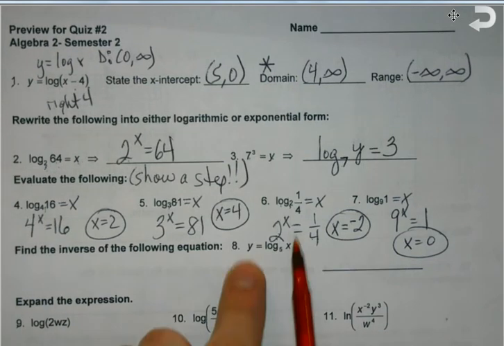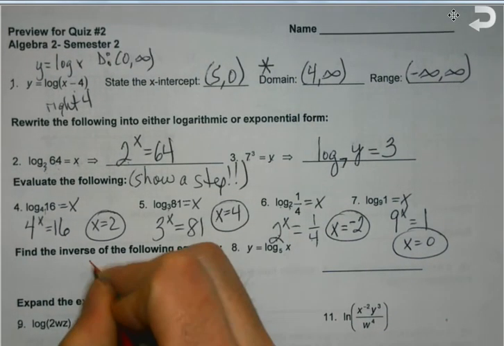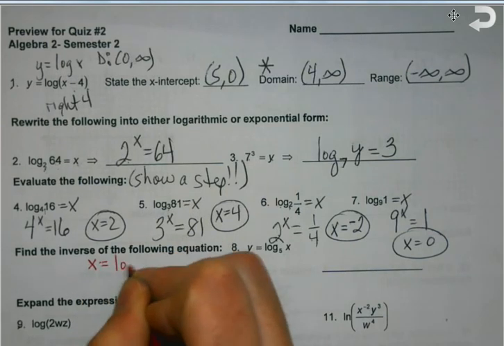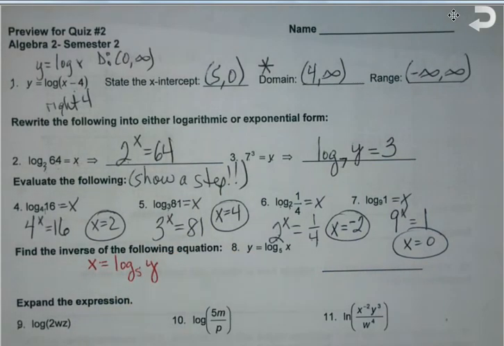Okay, how do I find the inverse of a logarithm? Switch the y and the x and solve for y. Okay, but I have a problem. I have a log base 5 stuck to my y. How do I tell it to go away?